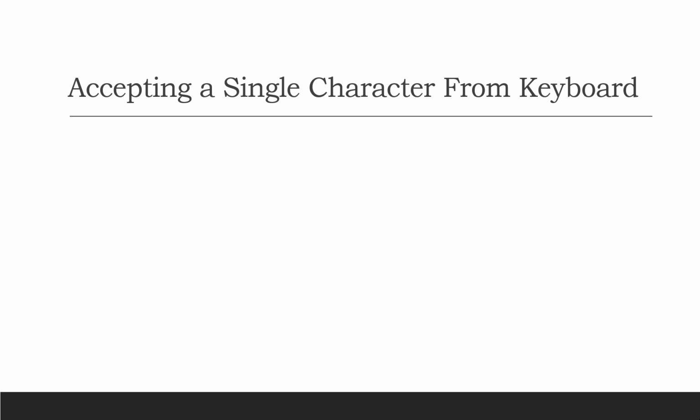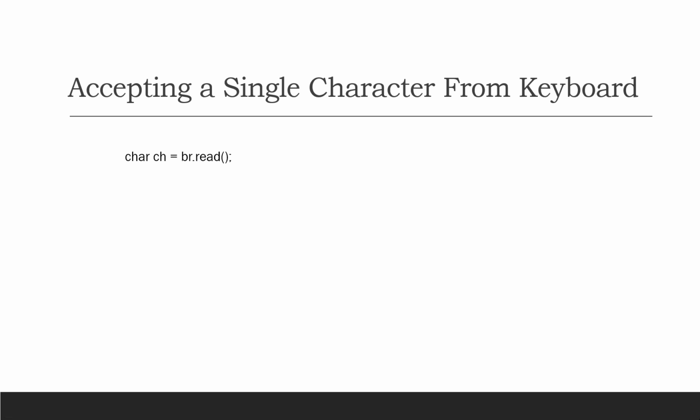So now we can follow two steps. The first step is to create the BufferedReader object that we have seen earlier, and then read the single character from the keyboard using the read method. So this is how we can use it. Let's say this br object is what we have created earlier, and using the method called read, we can read the single character from the keyboard, right?